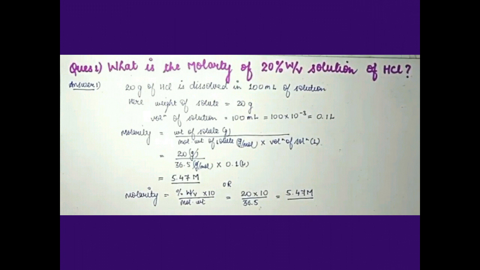Now again the relation आ गया हमारा molarity के साथ. What is the molarity of 20% mass by volume solution of HCl? Now we have to calculate molarity. For that we want the number of moles, and for that we want the volume of solution, but nothing is given to us directly in the question. They are only saying us that 20% W by V solution. So 20% W by V solution, what it means?